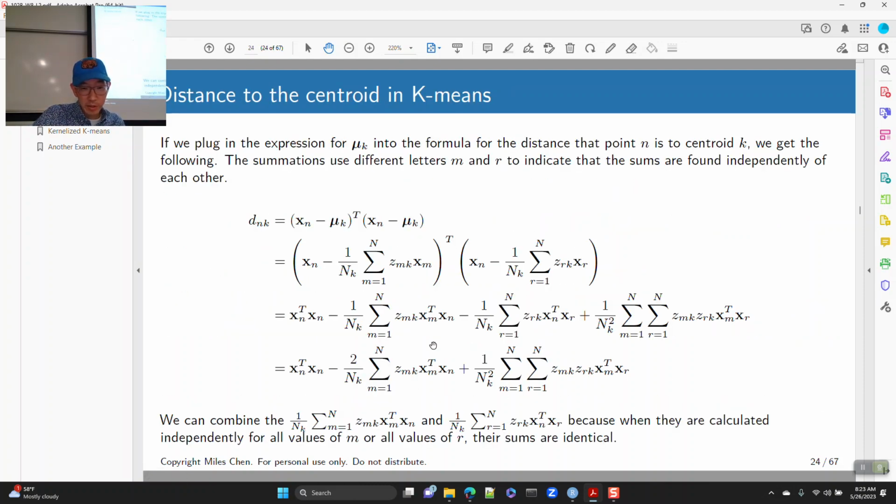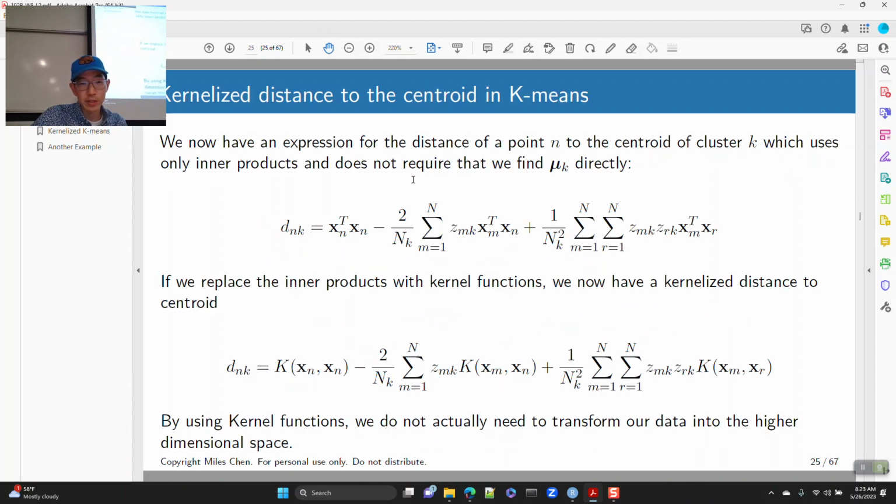So I'm going to take this thing, which gives us the distances from each point N to the centroid of cluster K, and anytime I see an x something transpose x, I'm going to replace it with a kernel function, right? So this is kind of that last line here, and I'm going to say, all right, let's do the kernel of xn. Let's do the kernel between xm and xn. Now let's do the kernel between xm and xr.